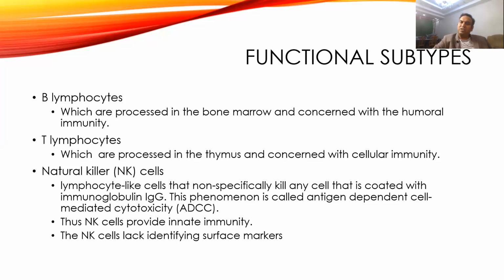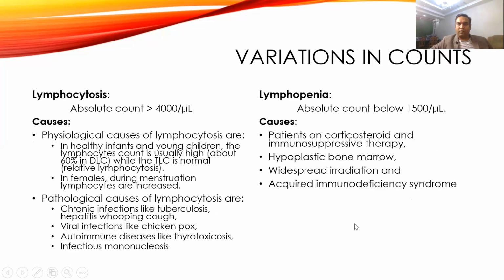Okay, now come to the functions of lymphocytes. B lymphocytes form humoral immunity, T lymphocytes cellular immunity, and natural killer cells are killer cells. We'll talk in a separate chapter on immunity, where we'll discuss in detail the functions of these lymphocytes. Whenever there is an increased count of lymphocytes, we call it lymphocytosis, and when there is a decreased count, we call it lymphopenia.